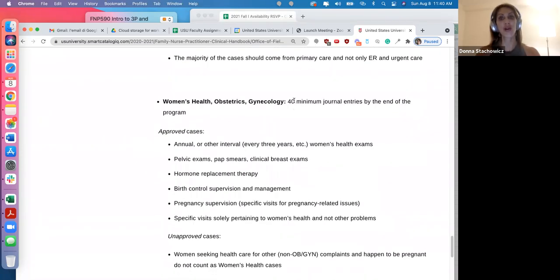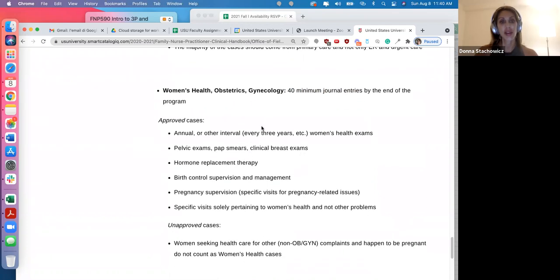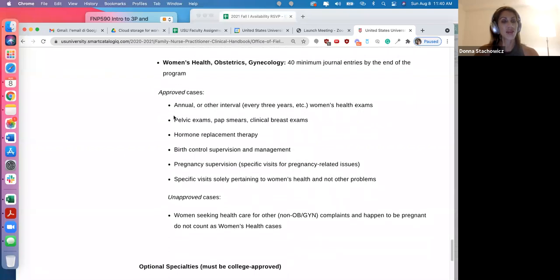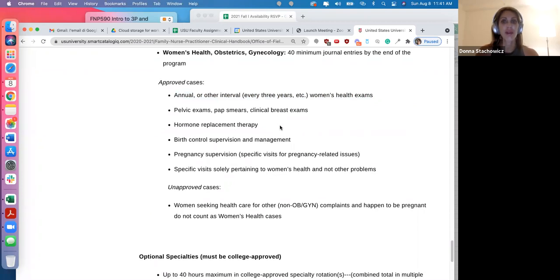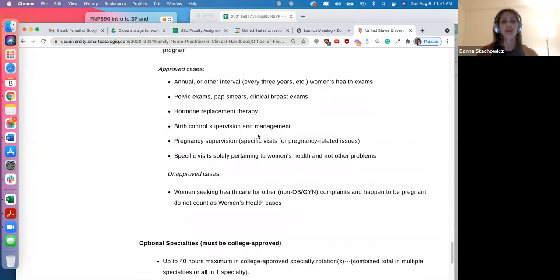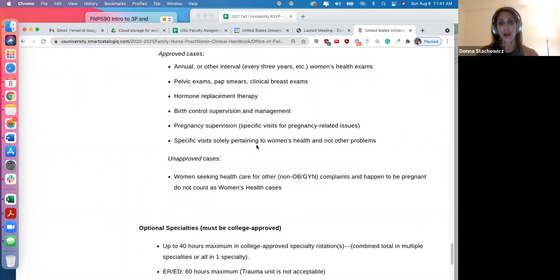You need to have 40 journal entries. Journal entries means patients. So you need to see at least 40 women's health patients by the end of the program. What would be considered a women's health case? An annual women's health exam, pelvic exams, pap smears, breast exam, hormone replacement, birth control, pregnancy supervision, specifically visits pertaining solely to women's health and not other problems.